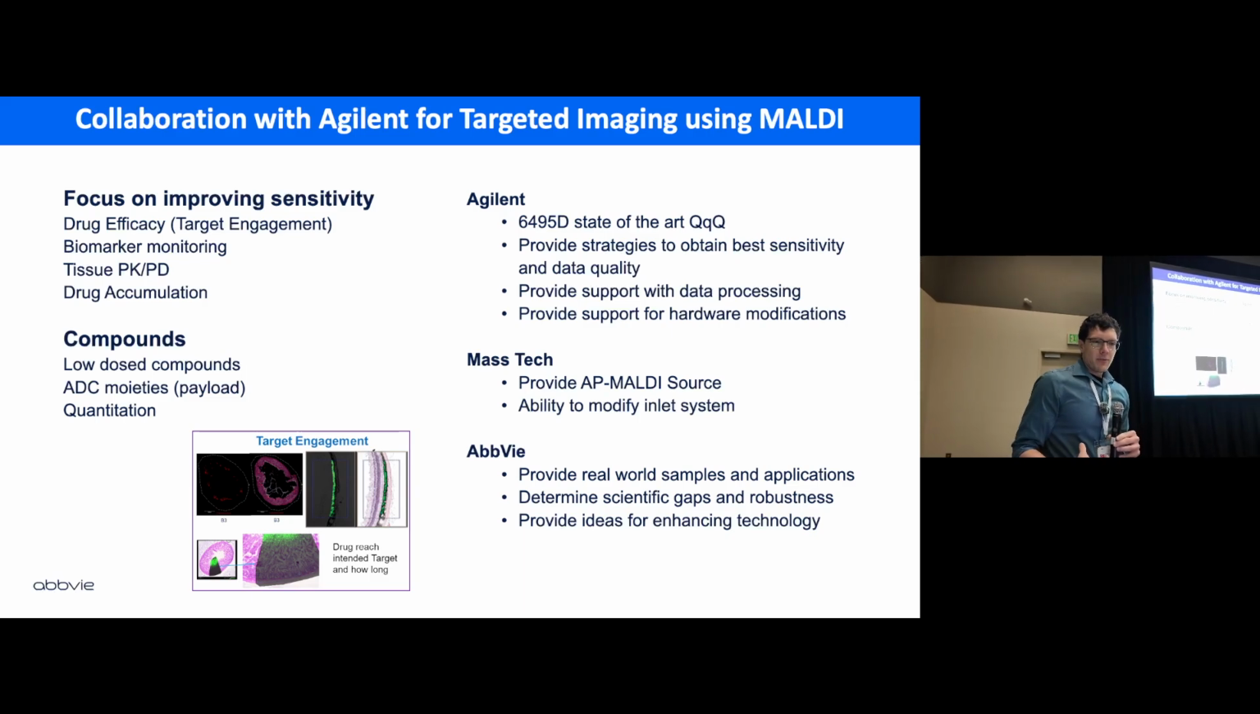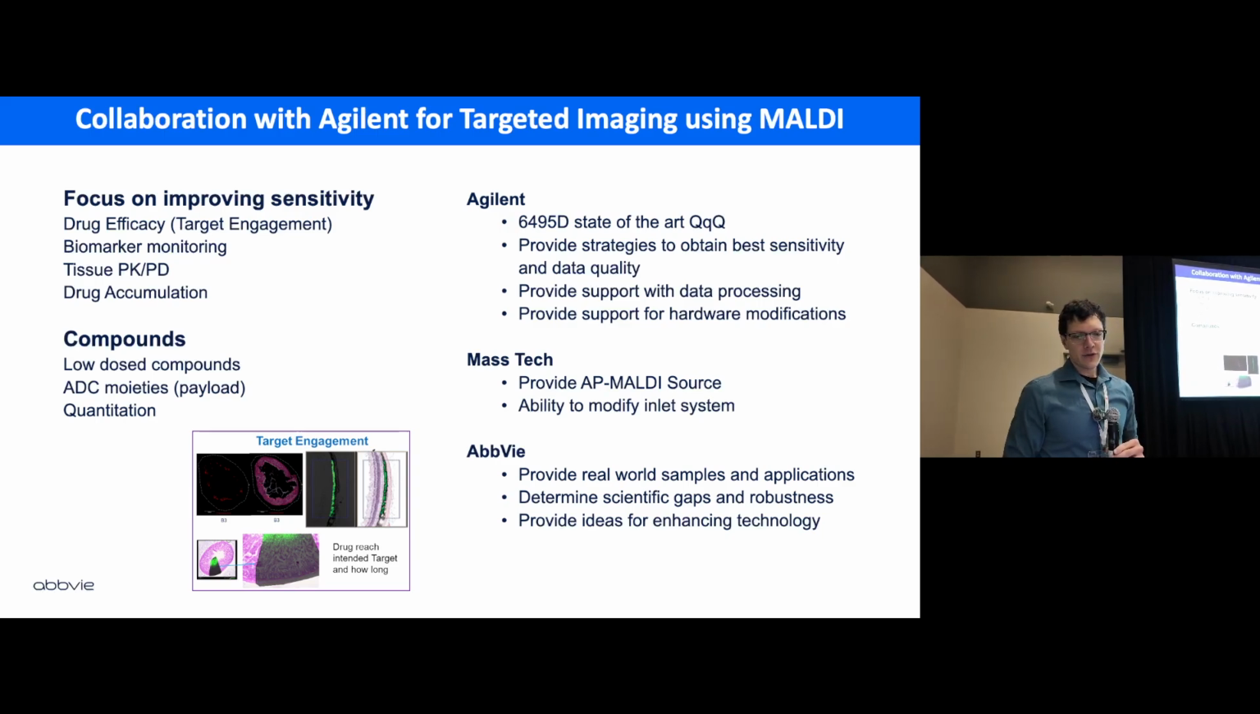So Agilent provided us with a 6495D, which is a state-of-the-art triple quad. They're also providing us with strategies to obtain the best sensitivity and data quality using their instrument. And they're also providing some support for data processing and some support for the hardware modifications. MassTech provided the AP-MALDI source, as well as the ability to modify the inlet of the system.